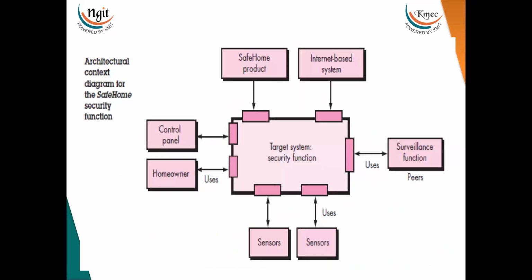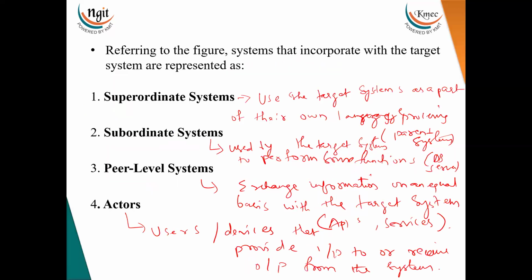So next, we will see an architectural context diagram ACD for the project called the SafeHome security function. Now you can see the superordinate system, subordinate system, peers, and the users. Here, the homeowner control panel is placed on the left, and the surveillance function is on the right. That is the peers. The superordinate systems are the SafeHome product and the internet-based system. Subordinate are sensors. You can see, we are just comparing it with our earlier diagram.